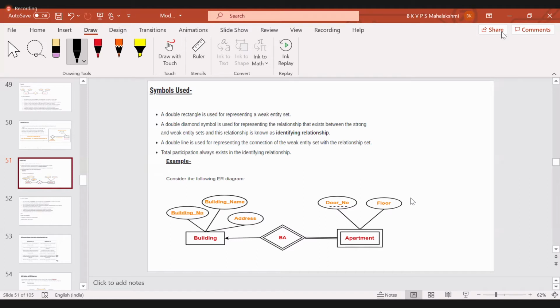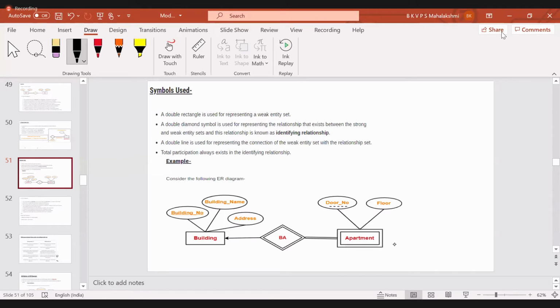Okay, then tell me, what are the entities in this diagram? Entities. So building number, building name, and address. No. Others? Anybody? I'm asking entities. Building and apartment. So what is the strong entity here and what is the weak entity? Apartment is strong. Apartment is? Strong entity.